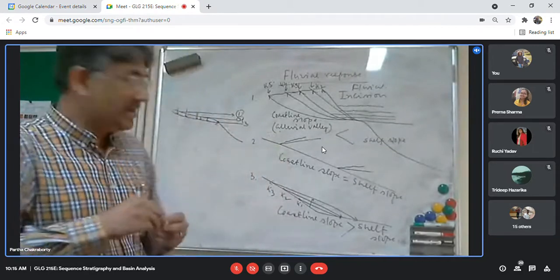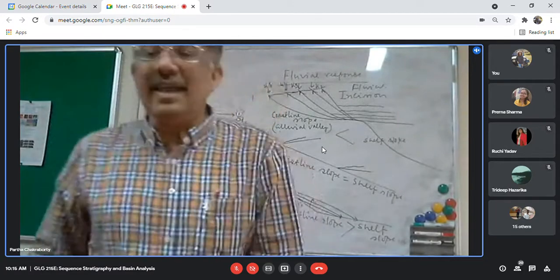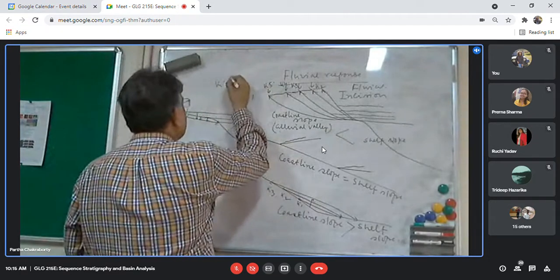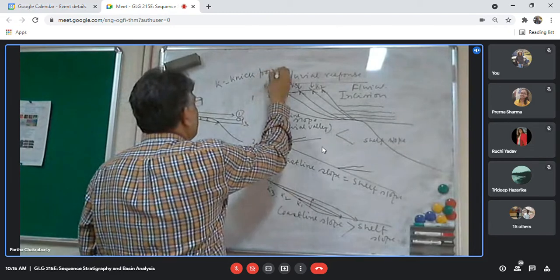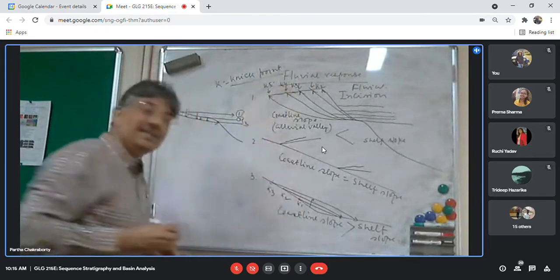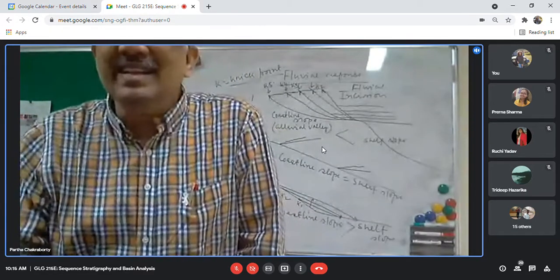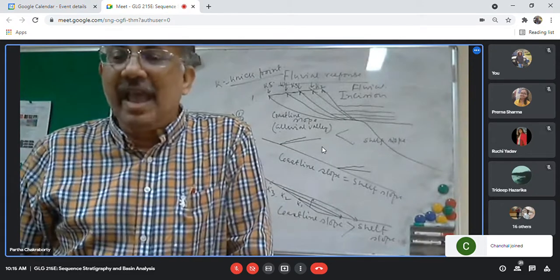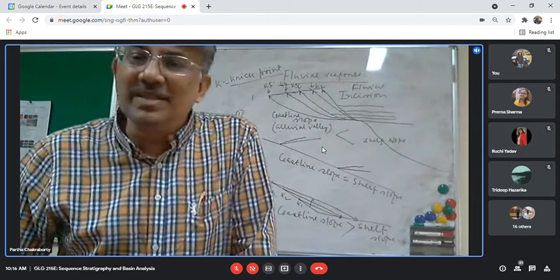Fluvial topset. Now, what is this K? What is this point K? K here refers to the nick point. K is K-N-I-C-K, nick point. What is a nick point? A nick point is an abrupt change in gradient in the river system. That is what a nick point is.